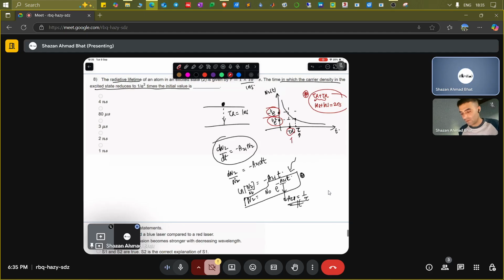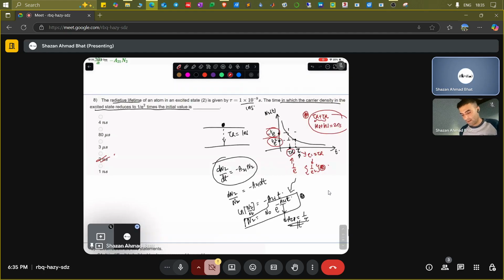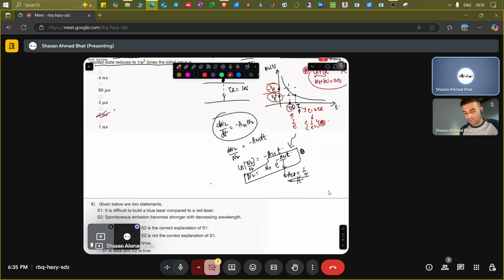So if at tau r the concentration was 1 by e, then at tau equals 2 tau r, the concentration will be 1 by e square. So it will be 2 nanoseconds. Or you can go by the conventional way, just solve this. You will get the same thing.